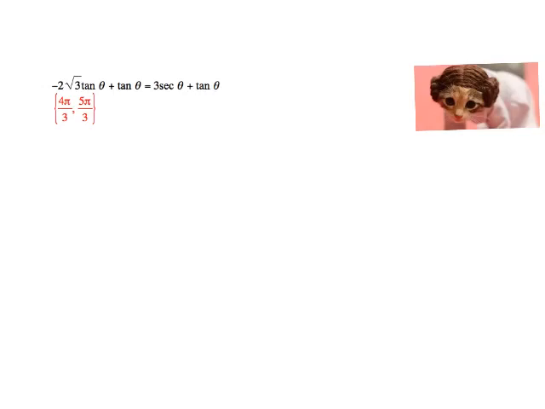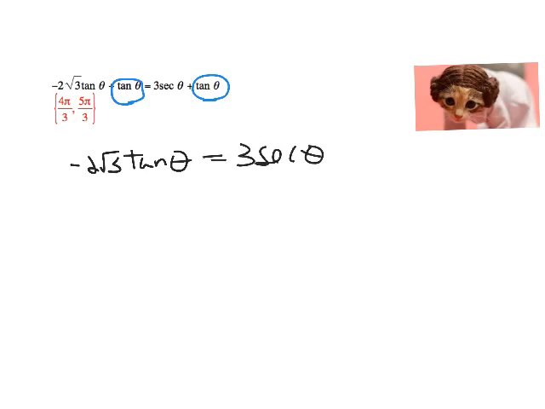That's awesome sauce. All right, so I am going to subtract tangent theta from both sides, so those are going to disappear. So you have a -2 radical 3 times the tangent of theta equals a 3 secant theta. And this is one where you're kind of in the same boat as with the sine and the cosine, where it was just a singleton sine, a singleton cosine. You don't really have anything that you can do to relate them. So what you can do is square both sides, okay?